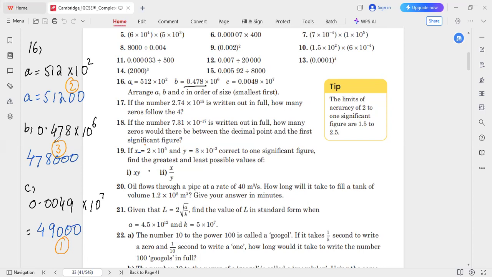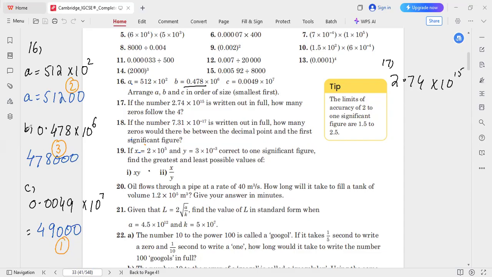Okay, so this is your part number 16. Hope this is clear. Next, in part number 17, what they gave us is: if the number is written out in full form, how many zeros will be following the 4? As I gave you the tip over here, we will use exactly that. We have the number 2.74 times 10 raised to the power 15.